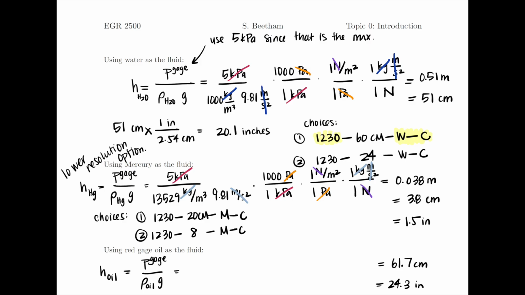Which one is higher accuracy? Probably red gauge oil is higher accuracy. Yes. A larger range with a small volume per area. Right. So just to expound on that a little bit, the red gauge oil is going to change a lot of height for a little bit of pressure change, right? So that means that it's going to be a lot easier to measure small differences in pressure, which makes this a higher resolution option.